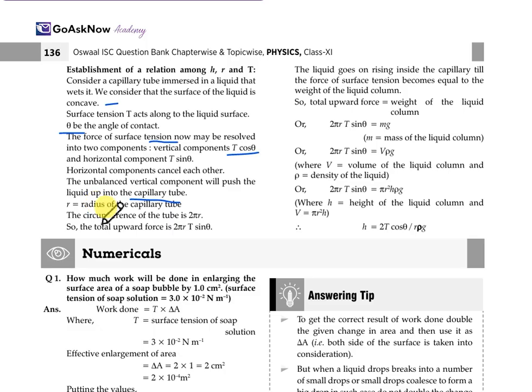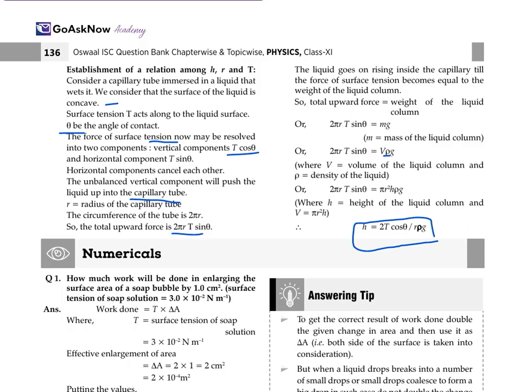A small r is the radius, and the circumference will be 2 pi r. So the total upward force will be 2 pi r T cos theta. The liquid goes on rising in the capillary tube until the upward force equals the weight of the column. This total upward force acting in the capillary tube is equal to mg, the weight. Then 2 pi r T cos theta is equal to V rho g. When we solve this, we get the value of h. We put in the value of the volume, and we get h is equal to 2T cos theta upon r rho g. This will be the height of the liquid column.